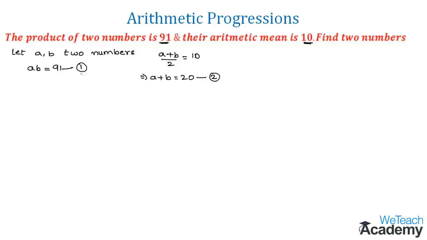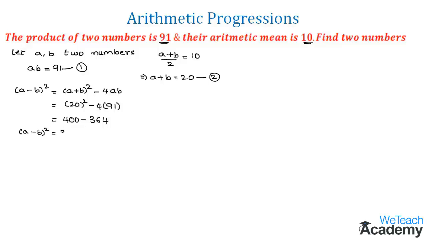Now observe that we have two terms, A plus B and AB. Let us consider a formula which contains these two terms. We have the formula (A minus B) whole square is equal to (A plus B) whole square minus 4AB. With the help of this formula, let us solve this example. Here we have the value of A plus B as 20. So let us substitute. We get 20 whole square minus 4 into AB. Here AB is nothing but 91. So 20 whole square is 400 and 4 into 91 is 364. So we get the value of (A minus B) whole square as 36.